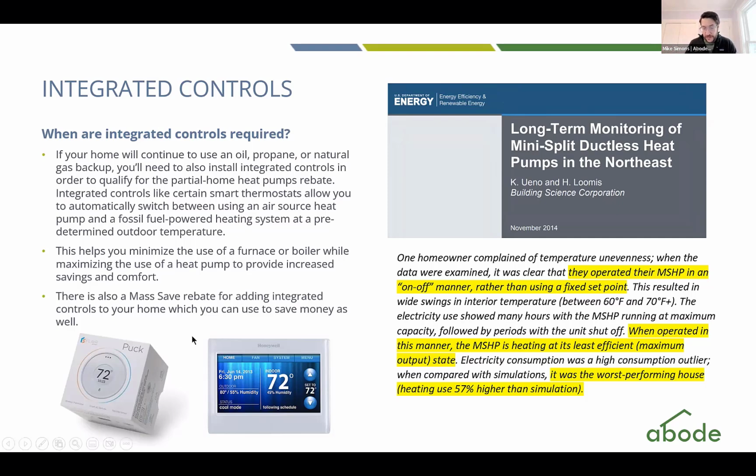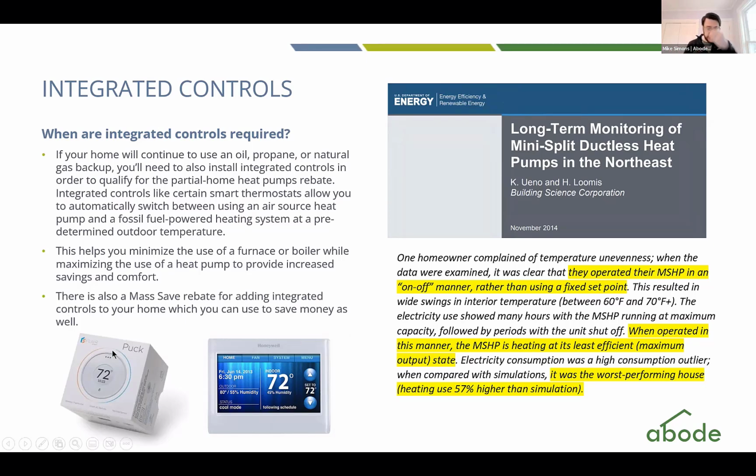The reasons why they want integrated controls to be put in, there's a few reasons to it. So number one, it's so that the utilities can claim the savings for the heat pump. And that's one of the primary reasons. Why users should be excited about integrated controls is it does allow for a much more seamless experience with having the heat pump system as your primary and the traditional fossil fuel-based system as your backup.